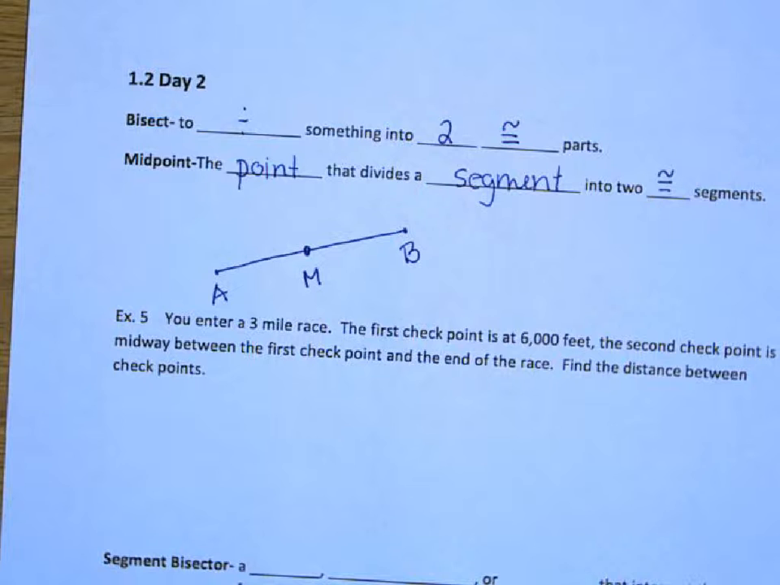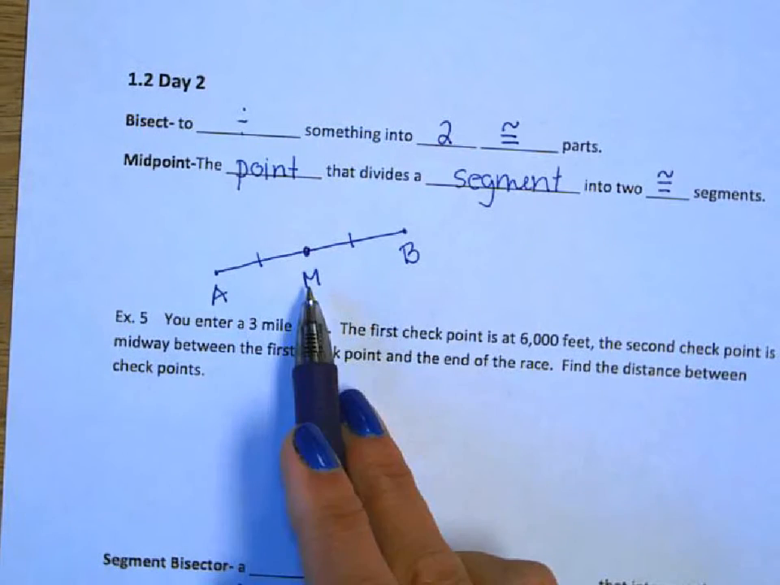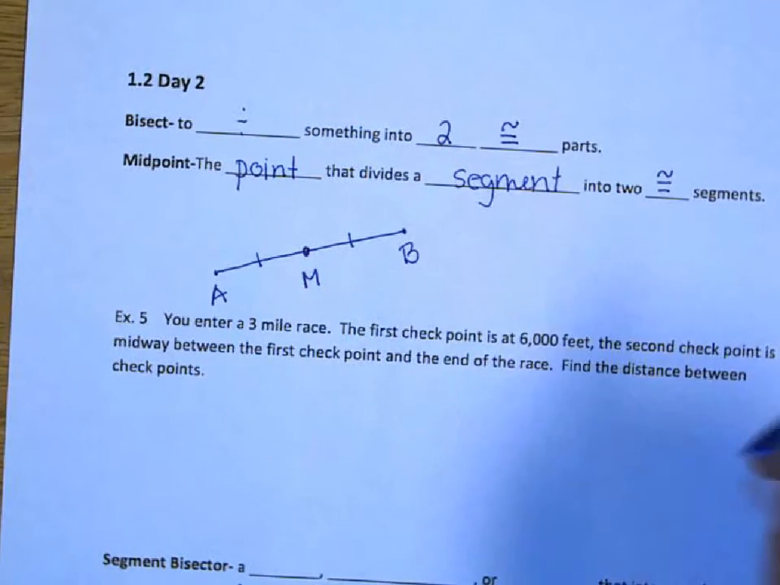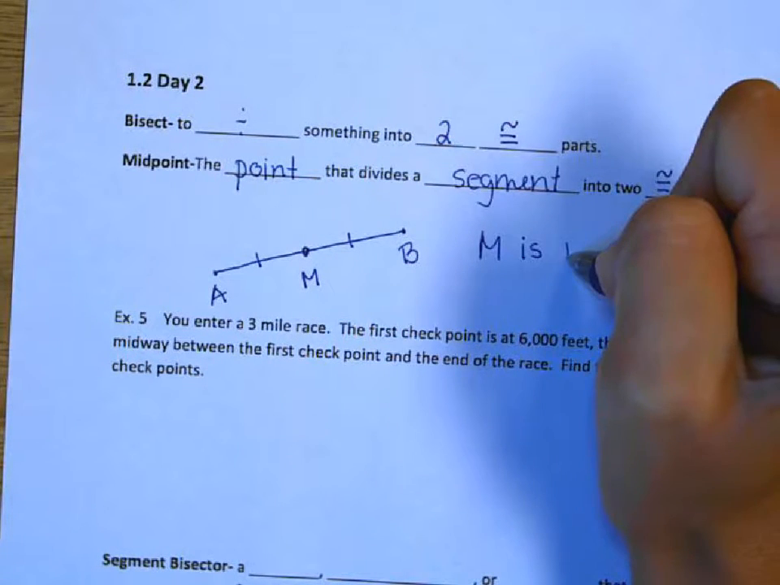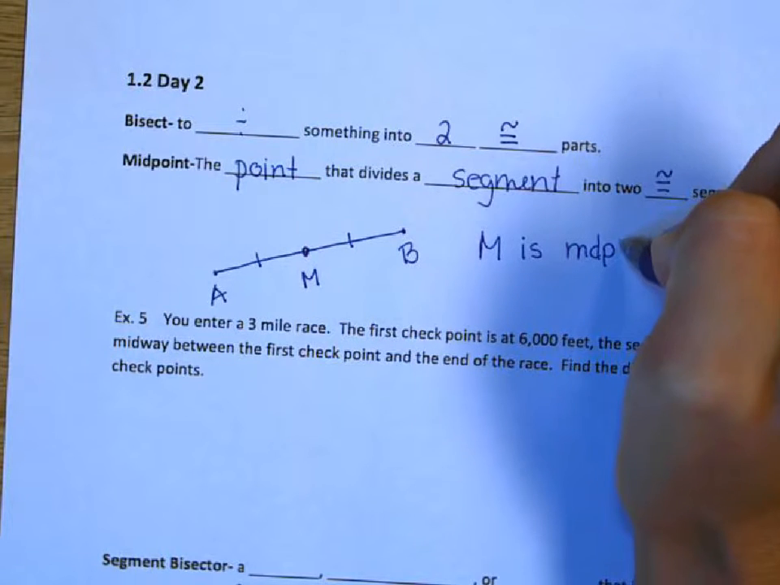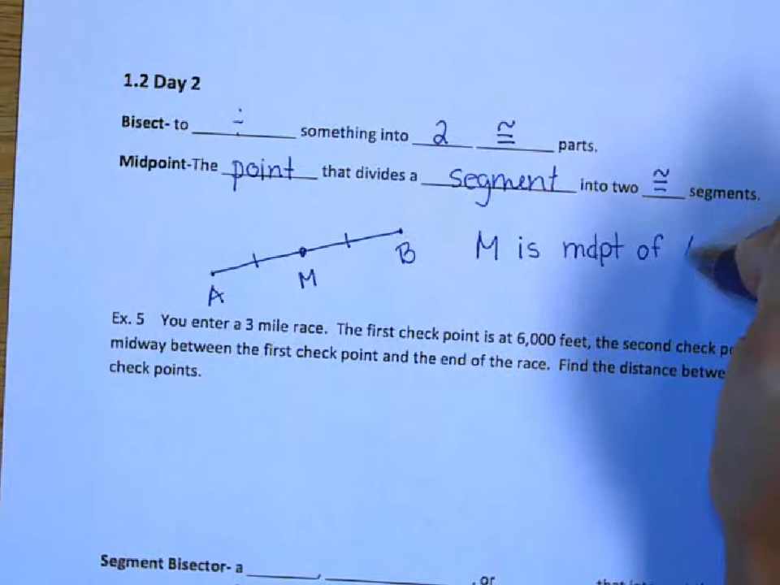It was on Friday we had it. Those two lines. What do we call them? Tick marks. If you now add the two tick marks, now you know M is the midpoint. So M is, and I'm going to use MDPT to abbreviate midpoint of segment AB.